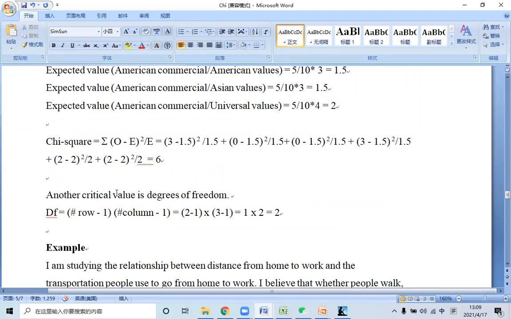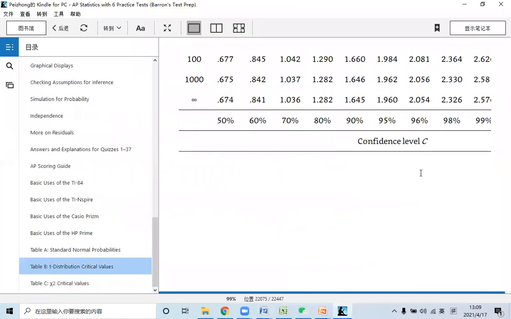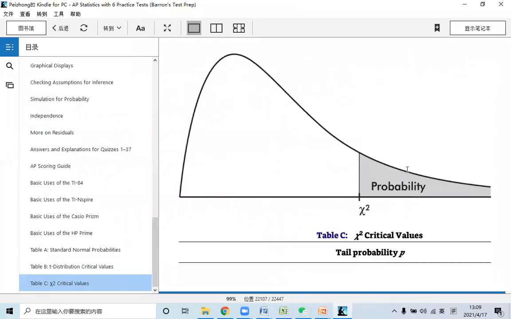You need to get a critical value. Again, you need to find out whether your chi-square is 6. Is 6 extreme enough to fall in the shaded area to reject the null hypothesis? Is a 6 large enough? So you need to find out what kind of critical value it will take for you to reject the null hypothesis, the cutoff.